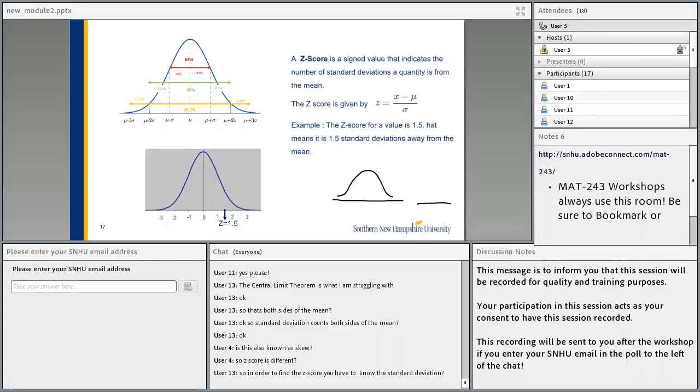So if I have a normal curve like this, a skewed one would be something like that, where it's not symmetrical. I can also have a graph that is skewed to the right, so I can have something like that.